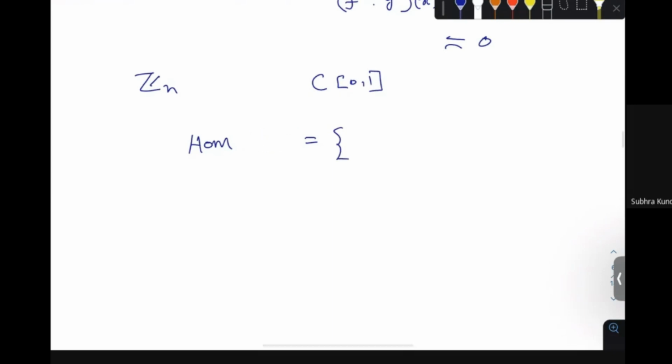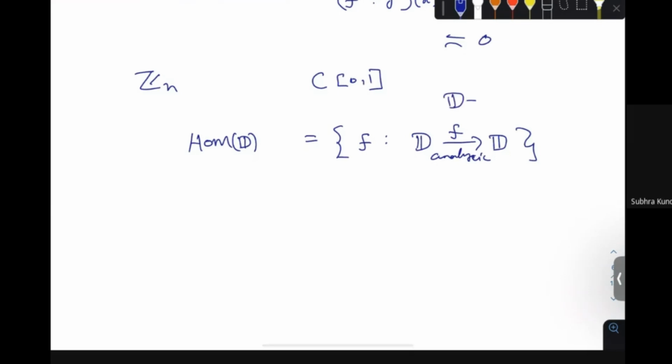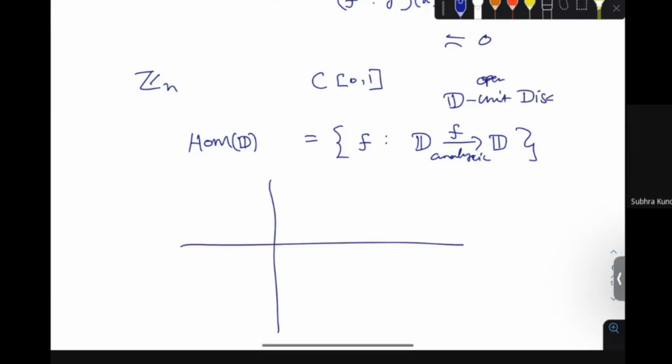Take f from the unit disk to the unit disk, analytic. Analytic means it is differentiable at a point and also in some neighborhood of the point. D means the unit disk. Graphically, remember that it is the open unit disk. In the complex plane, it's like this, the inside, not the outer. It's the inside only.